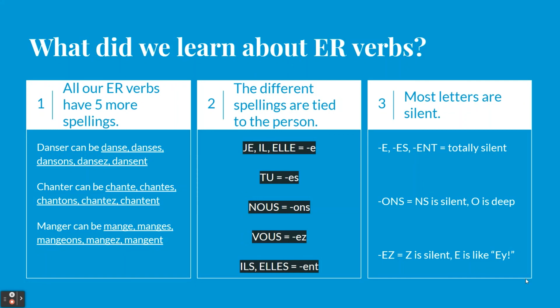And number 3, most of those new ending words are silent. E, ES, and ENT are completely silent. ONS has an NS that's silent. The O is still pronounced, it's just kind of a deep sound. On. And EZ, we should already know from the beginning of the year, the Z is silent and you pronounce the E like A.